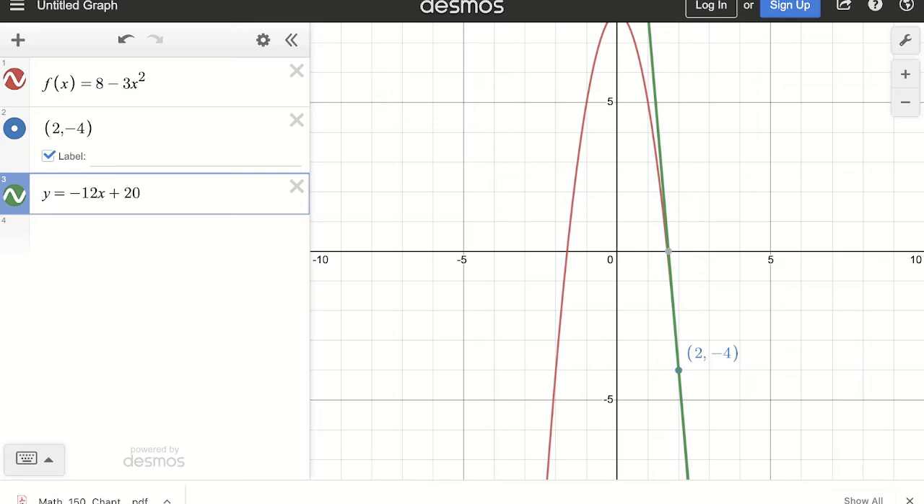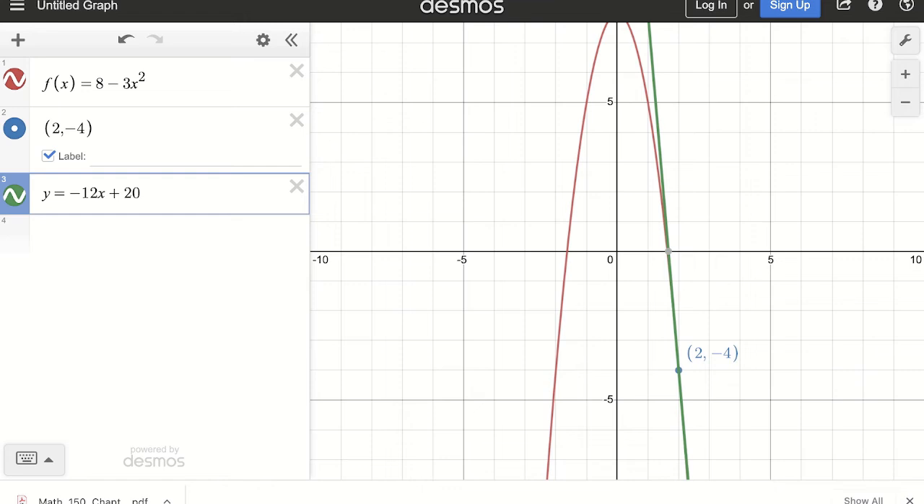Let's take a look at the graph on Desmos. Notice that the red curve is our original function, 8 minus 3x squared. I've also labeled the point 2, negative 4, where we're finding the tangent line, and I've graphed the green line, which is the tangent line to the curve at the point 2, negative 4. So it has a very steep slope of negative 12, and it just touches the graph at 2, negative 4.